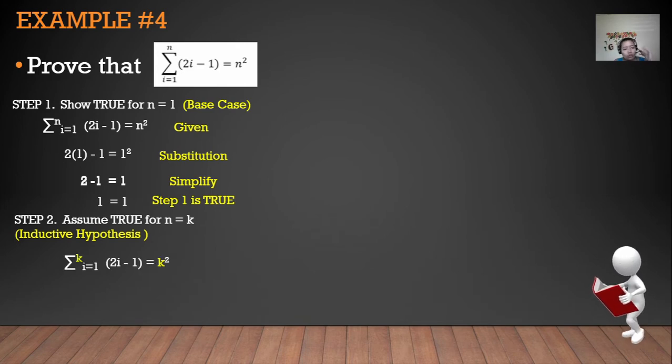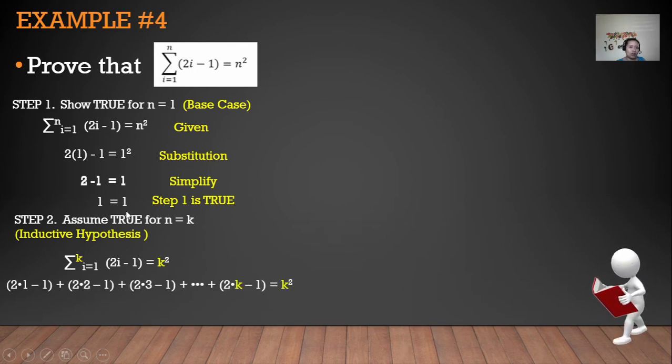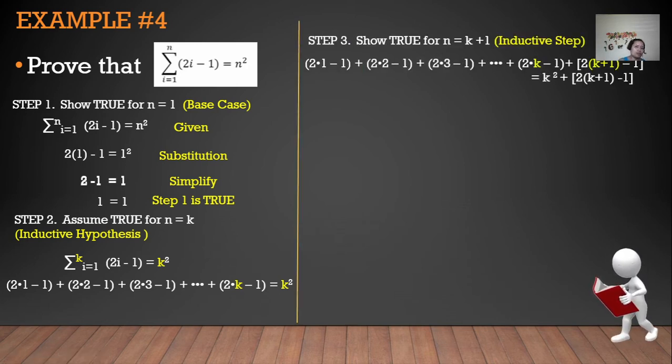So we're going to change our n with k, so k squared. So here is now the given. Let's enumerate all the terms based on our sigma notation. So first term, 2 times 1 minus 1. Let's change it, and then 2 times 2 minus 1, and then 2 times 3 minus 1, and then 2k minus 1, and then k squared, which is our step number 2. All right, let's proceed to step number 3.